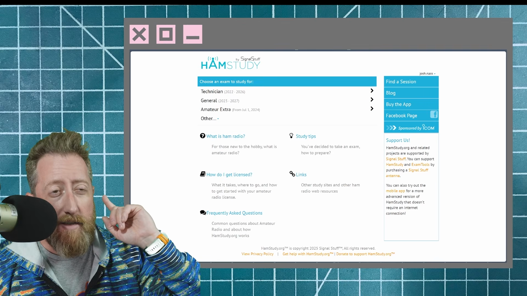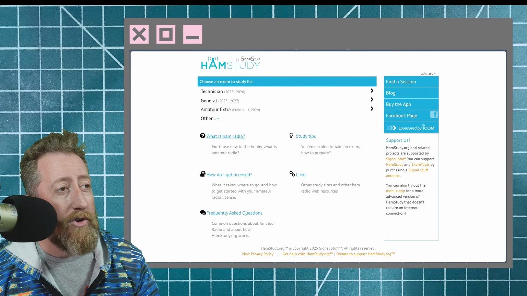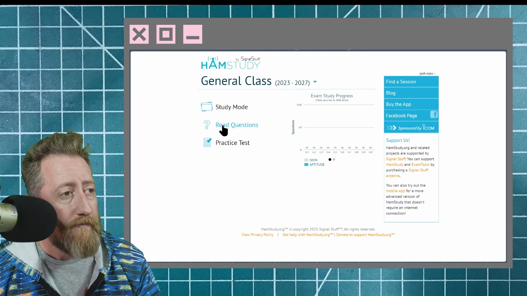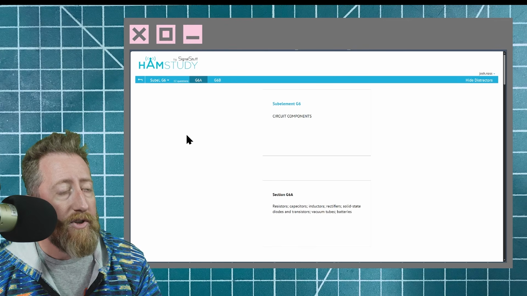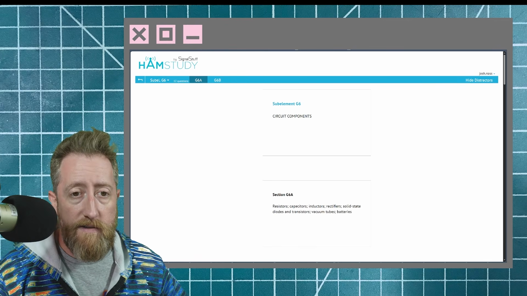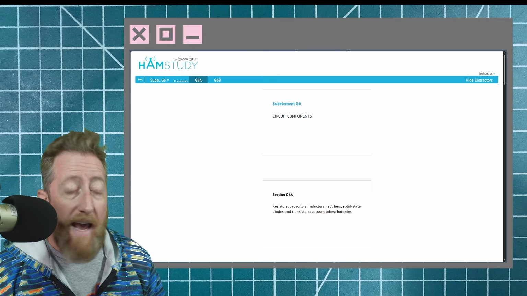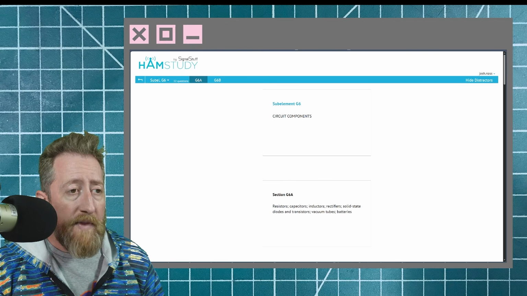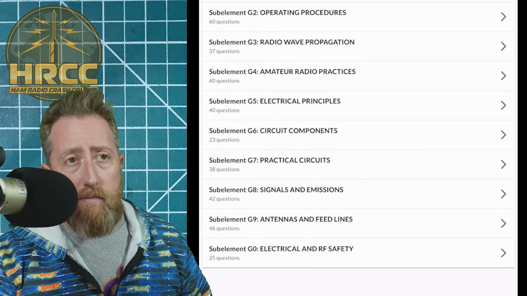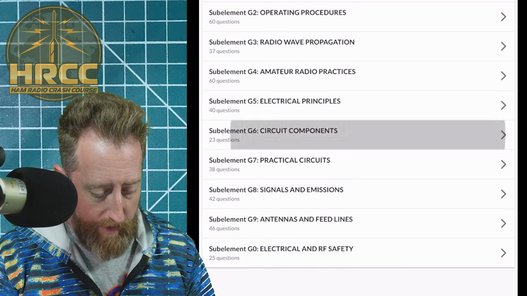But we are on sub-element 6 of the General test. So let's click on that. We'll go to Read Questions, and we want to go to sub-element 6, which is circuit components. Circuit components. This one can be fun for some of you. The last one can be a little tricky with the math, so this is going to be a bit of a return to hopefully some easier things.